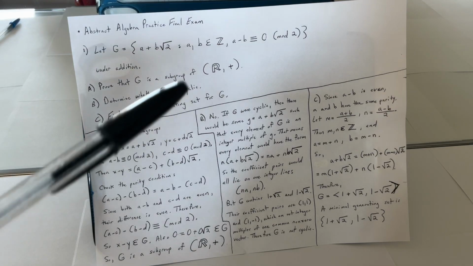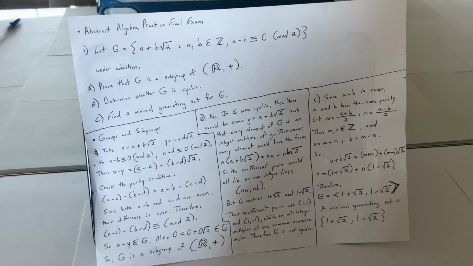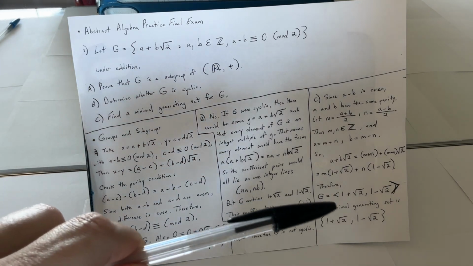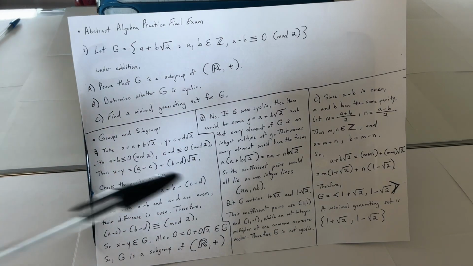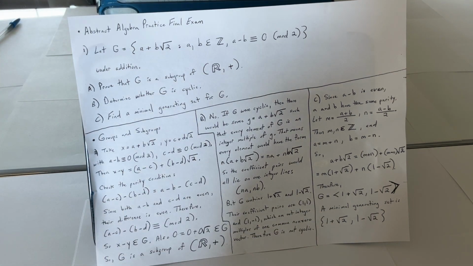And for part C, find the minimal generating set for G. So here, since a minus b is even, a and b have the same parity, so we let m equal a plus b over 2, n equal a minus b over 2, where m and n belong to Z. Then a equals m plus n, b equals m minus n, and we can say that a plus b square root of 2 equals m plus n plus the square root of 2 times the quantity m minus n. Rearranging, that is m times the quantity 1 plus the square root of 2 plus n times the quantity 1 minus the square root of 2. So G is generated by 1 plus the square root of 2 and 1 minus the square root of 2, and a minimal generating set is 1 plus the square root of 2, 1 minus the square root of 2. Okay, so that's number 1. Let's move along to number 2. Let's see if this holds up.